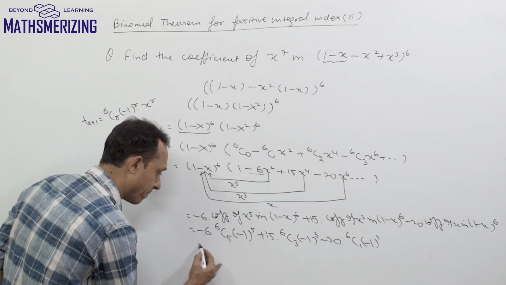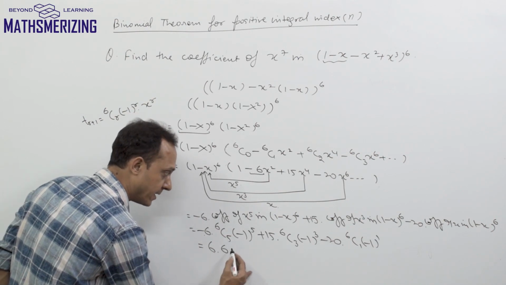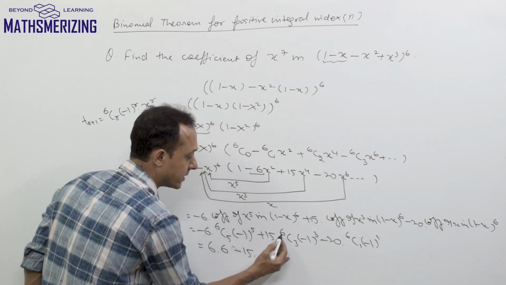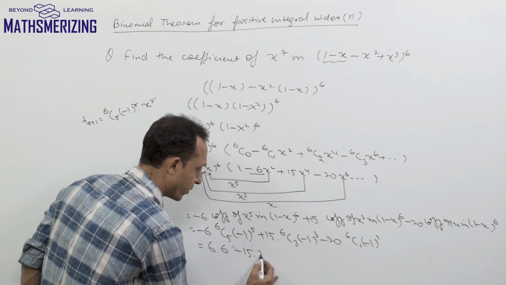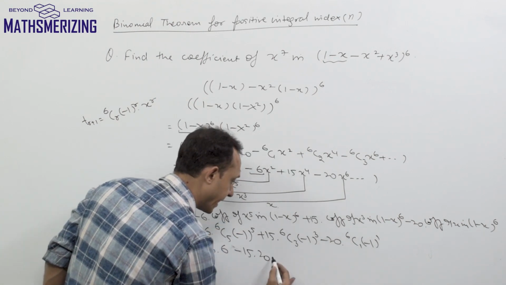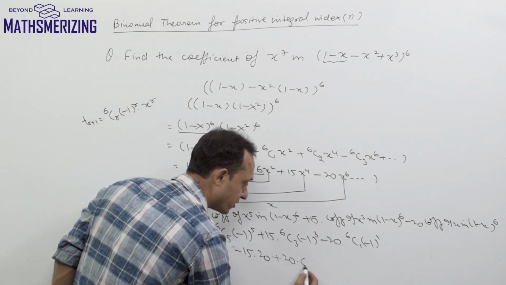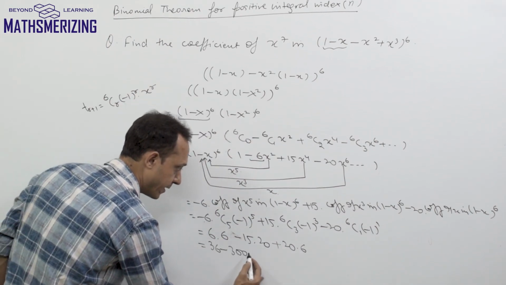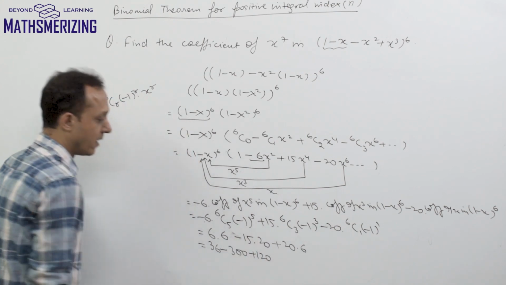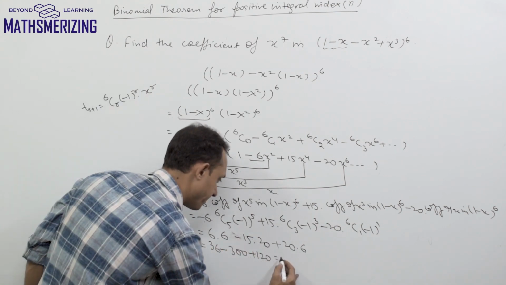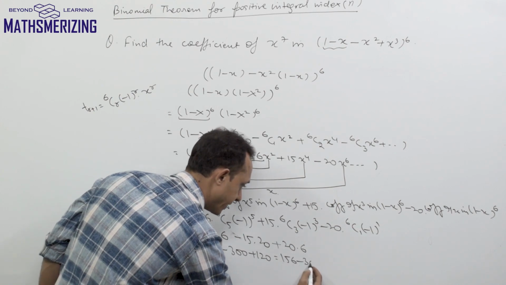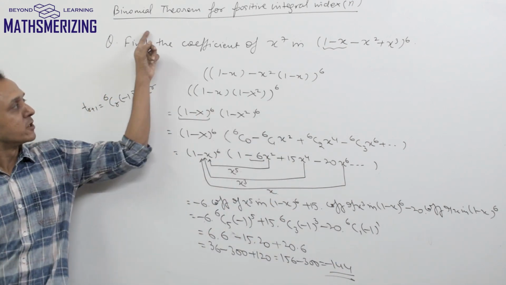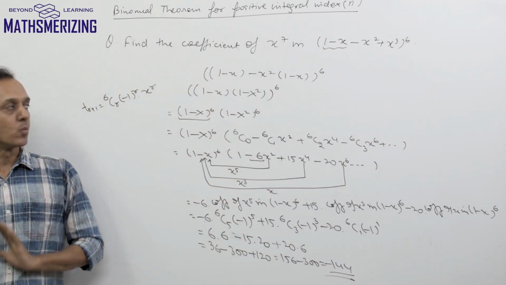So minus and minus will be plus, so it will be 6, and then 6c5 is simply 6. So it will be 15 into minus 1 will be minus 15, and then what is 6c3? 6c3 is 20, and then minus and minus again will be plus, so there will be 20 into 6. So this is 36, 300, and there will be 120. So this value will be 156 minus 300, so I think it should be minus 144. The coefficient of x to the power 7 in this expansion will be minus 144.